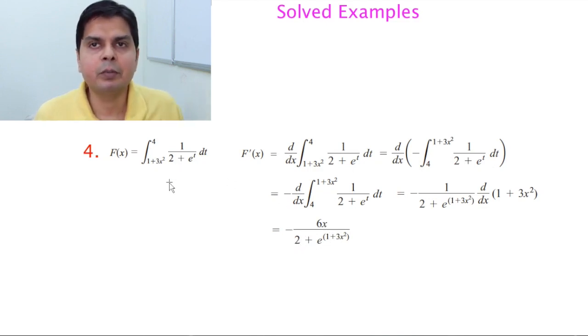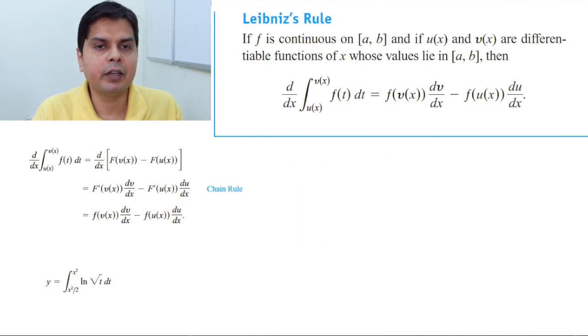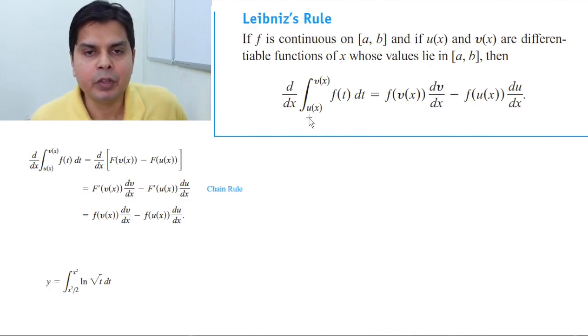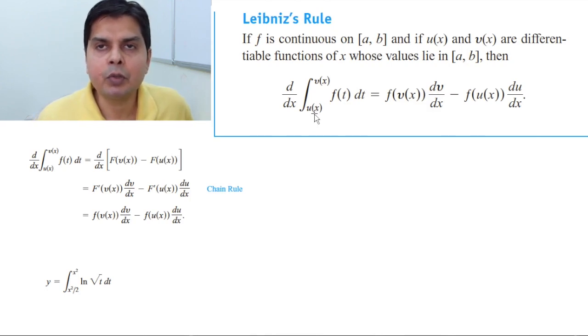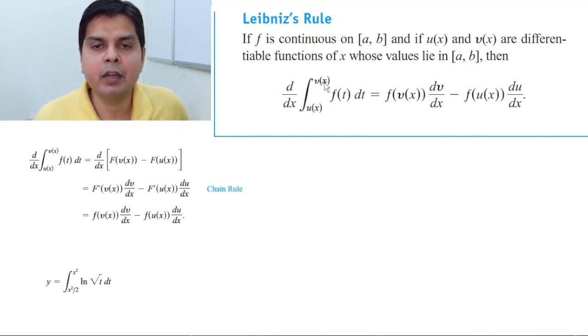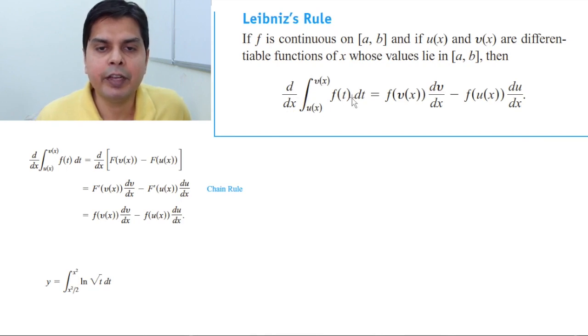So you can see you can have many variations of this problem. There is another theorem in which these variations are taken care of, and that is called Leibniz rule. Suppose your lower limit is also a variable function of x, and the upper limit also is a variable function of x, and you have to find the differentiation, that is d by dx of the integral with limits from u(x) to v(x) of f(t) dt.